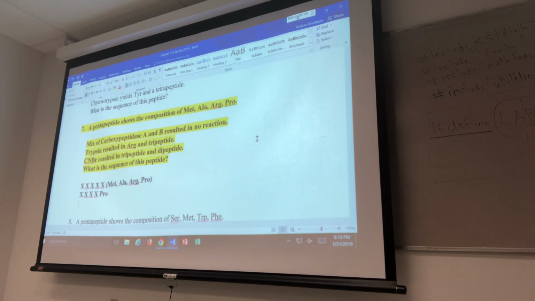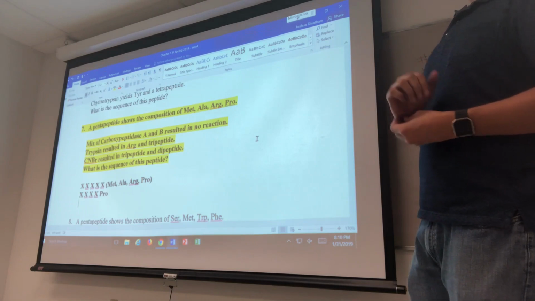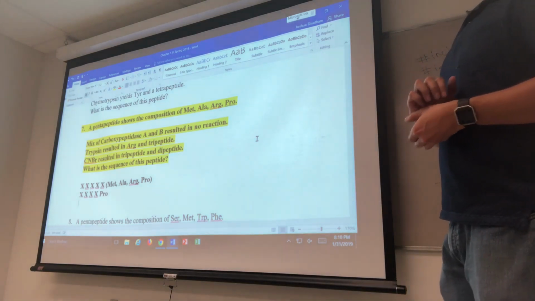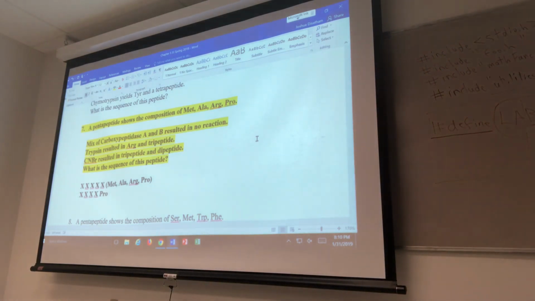Yes? Since it says trypsin resulted in arginine and a tripeptide, does that mean that there's two arginines? That's exactly right, and that's the next thing to get at: the clue tells us, after using trypsin, that we get arginine and a tripeptide.